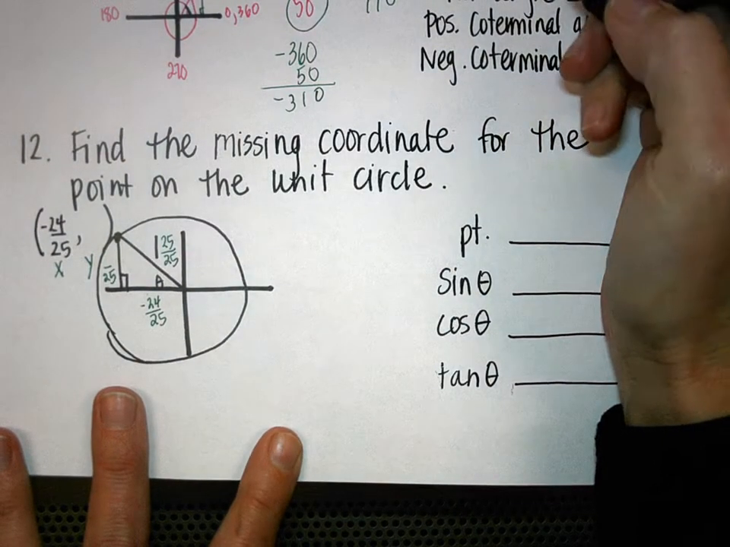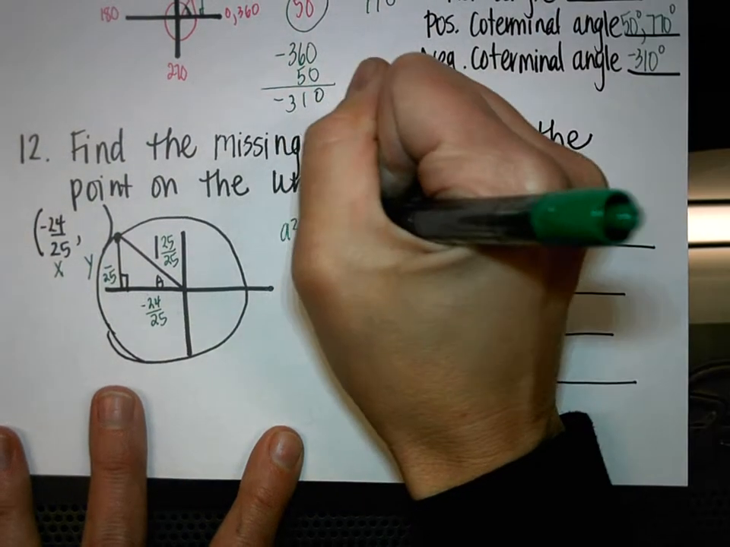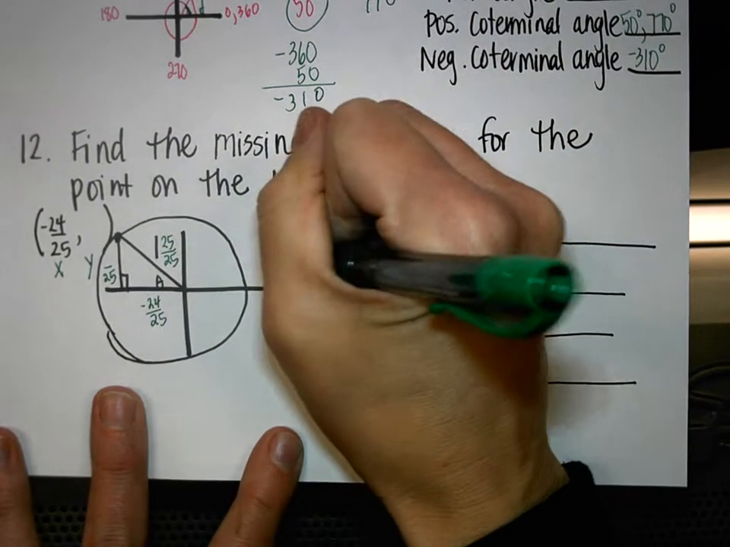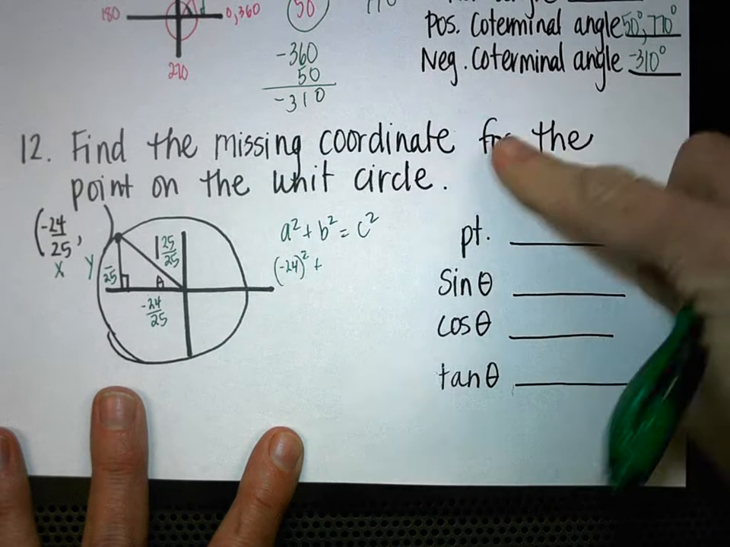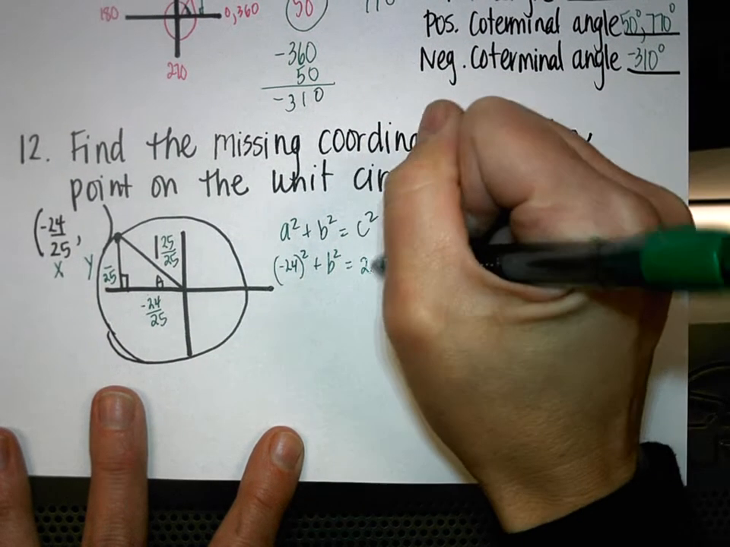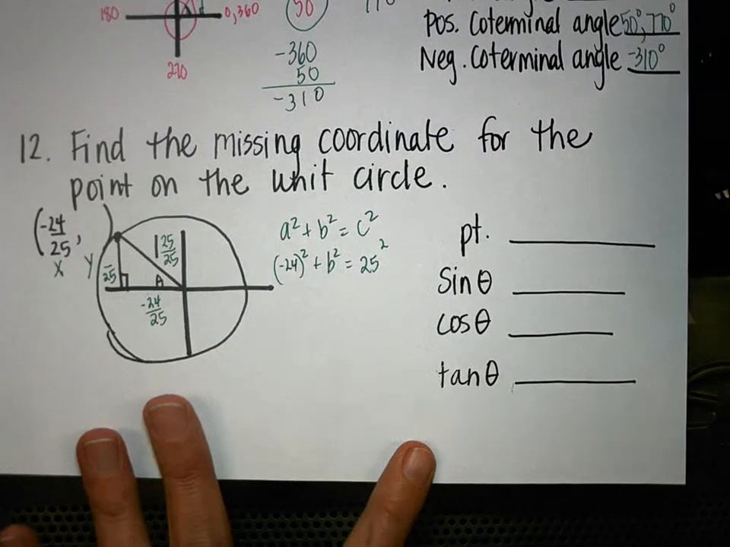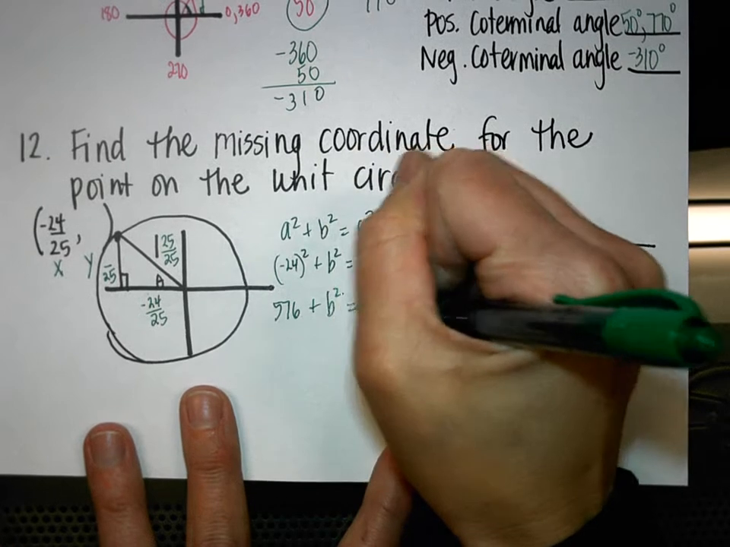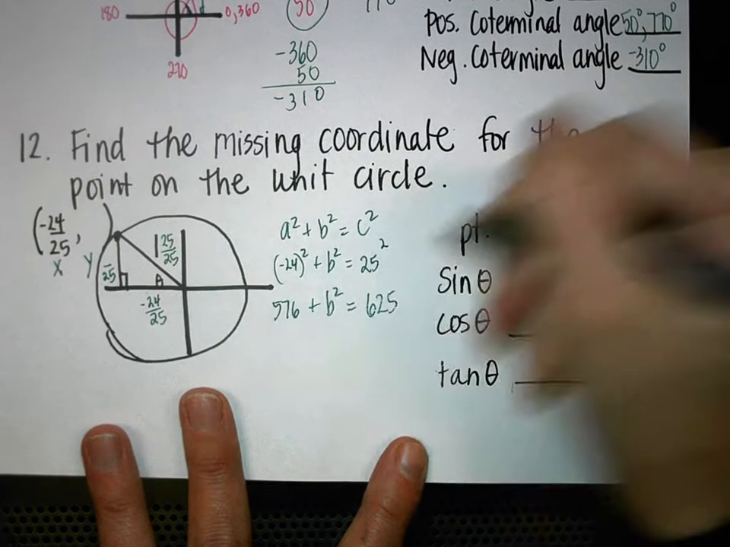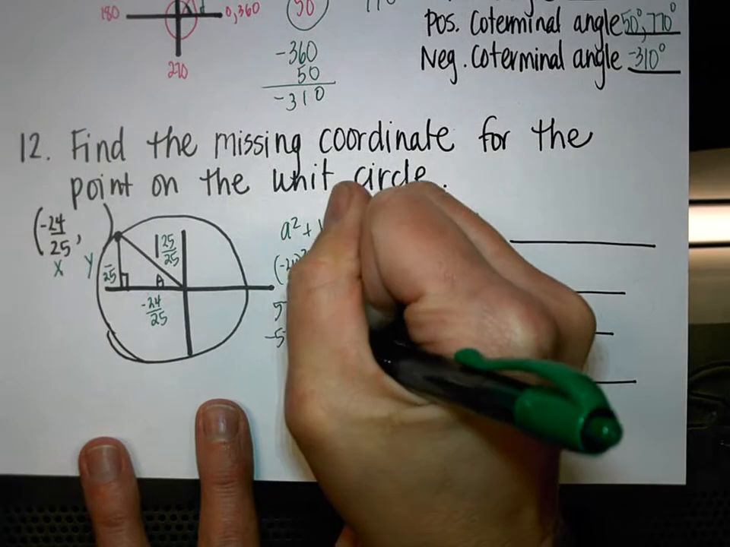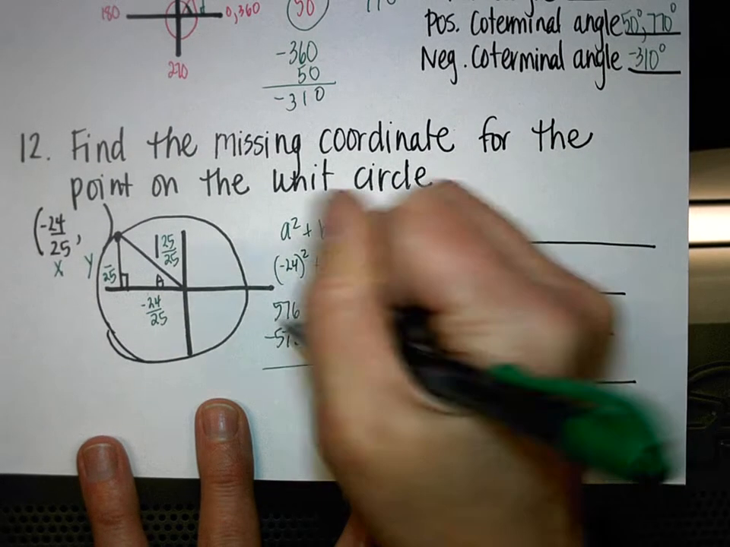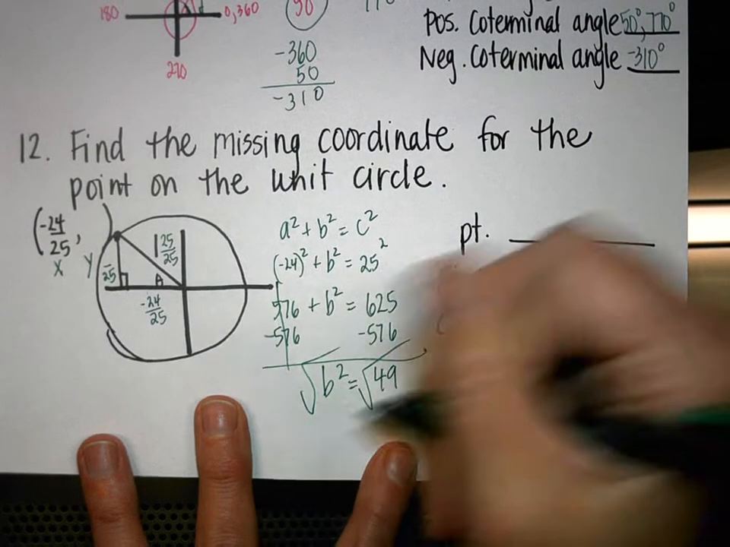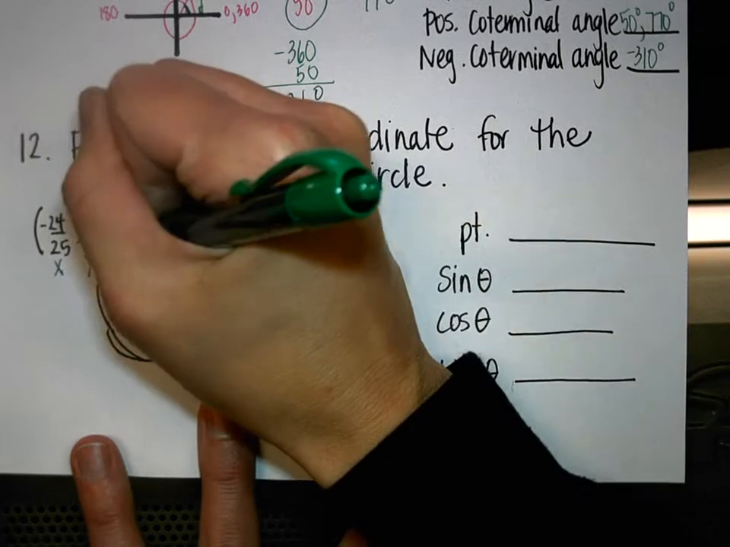So we use the Pythagorean theorem. Okay, a squared plus b squared equals c squared. We know that our a value is negative 24 squared, plus our b value we don't know, and our c value is 25 squared. Negative 24 squared is 576, plus b squared equals, and 25 squared is 625. We solve for b by subtracting 576 from both sides. We have b squared equals 49. We take the square root of both sides, and we find that b equals 7. So my y value is 7 over 25.